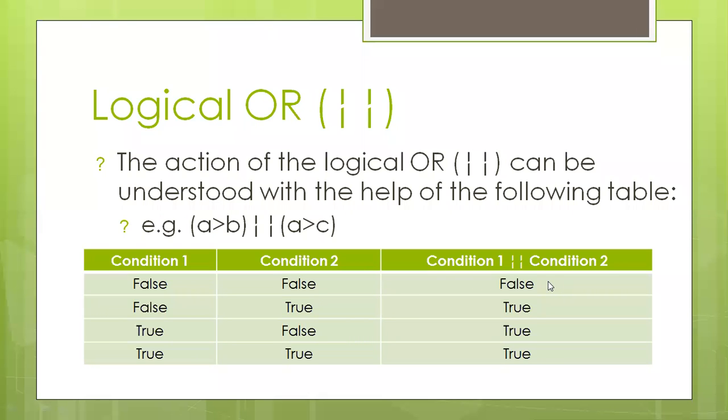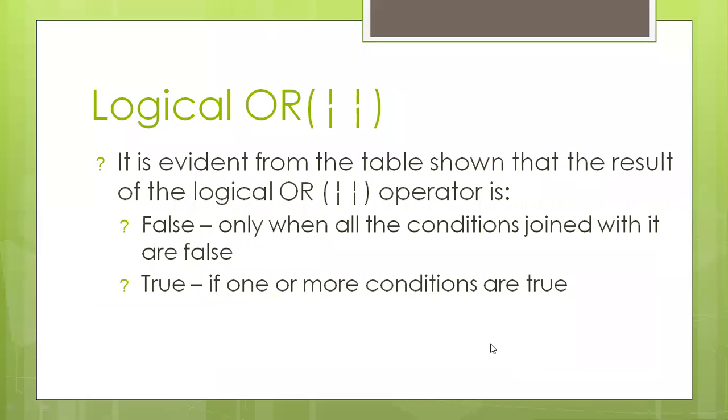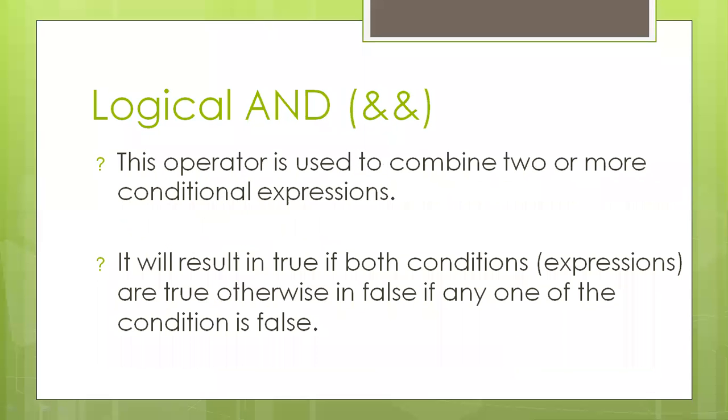So what is the main thing? When this OR operator is giving you false, when both the test conditions, both the Boolean expressions of both the conditions are false, then only it's going to return false. Otherwise, in any case, it's going to return true. Okay. Here in the summary, I have mentioned: false only when all the conditions joined with it are false. True if one or more conditions are true. Okay. Now moving to AND.